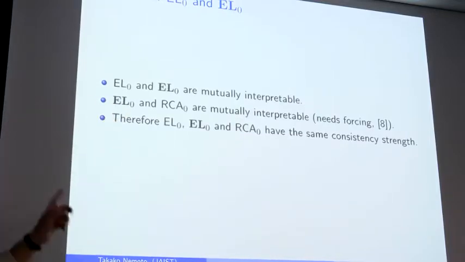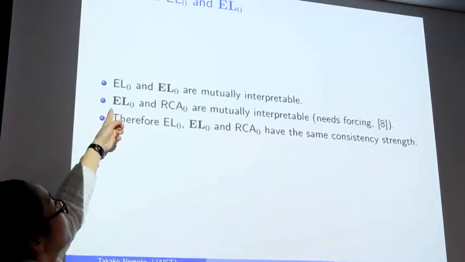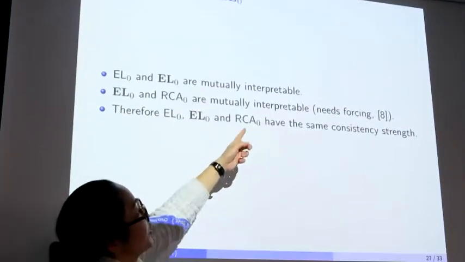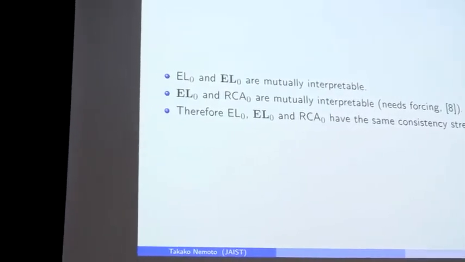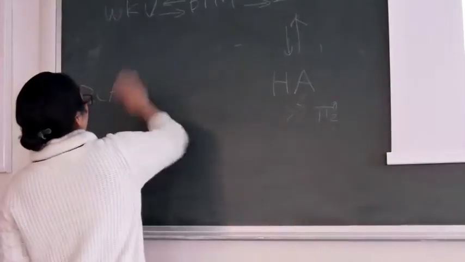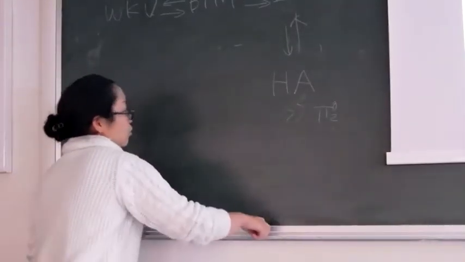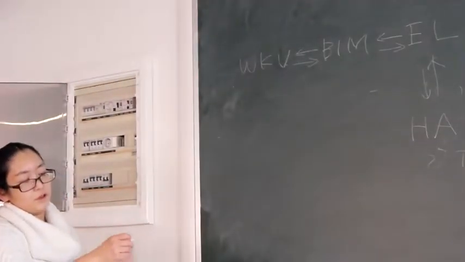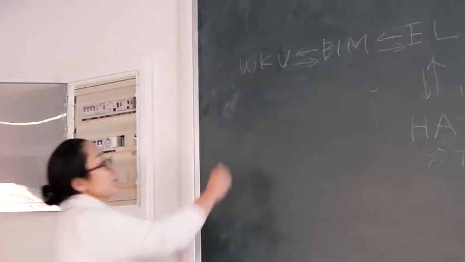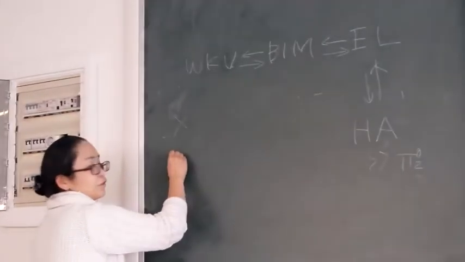These two EL0 are actually materially interpretable, and this EL0, boldface EL0, and RCA0 are materially interpretable using forcing axioms. So the picture is, function based language and set based language are interpretable by regarding a set as a characteristic function of sets.